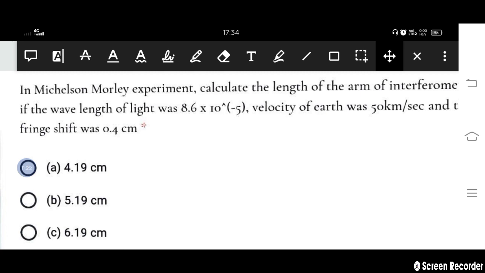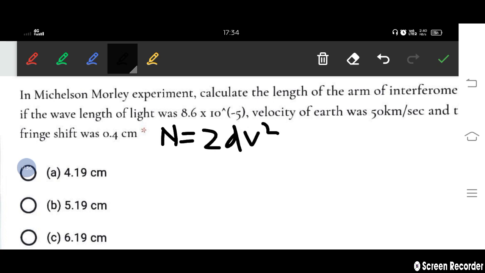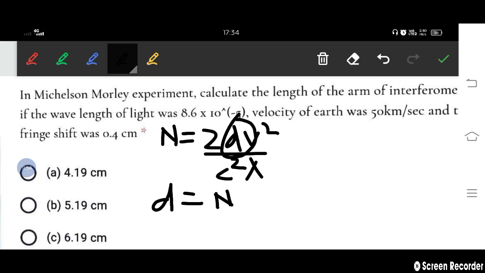So here we know that fringe shift is given as n equals 2dv square upon c square lambda. So here we have to find the value of d, right? We have to find the value of this d. So this formula will imply d equals n c square lambda upon 2v square. Now we will put all the quantities in this formula.